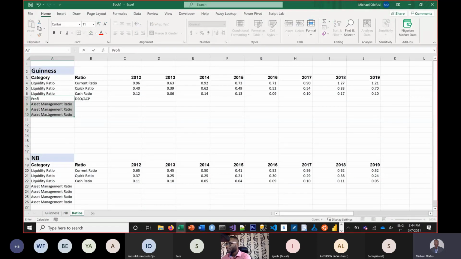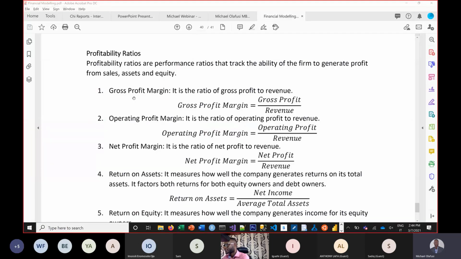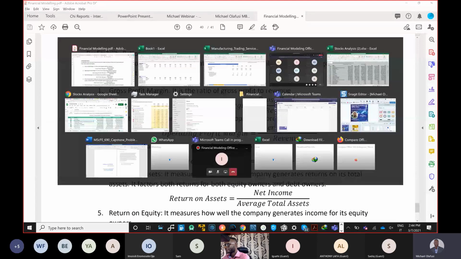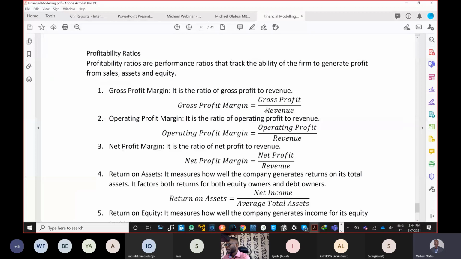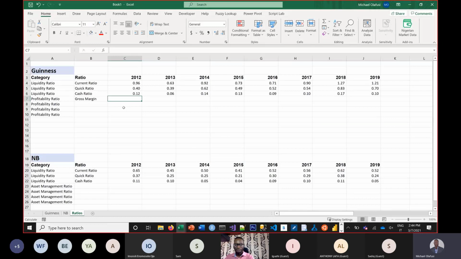So, profitability ratios. Let's start with gross margin, the gross profit margin. Gross margin. Okay, and what's the definition? Simply the gross profit over revenue. So how efficient are you in sourcing your raw materials in your cost of production?